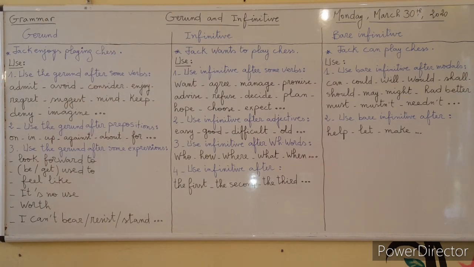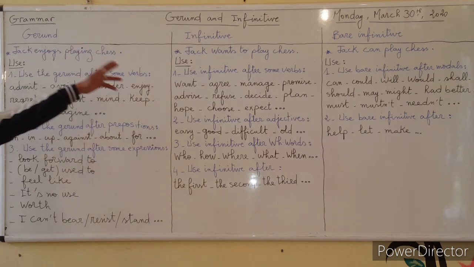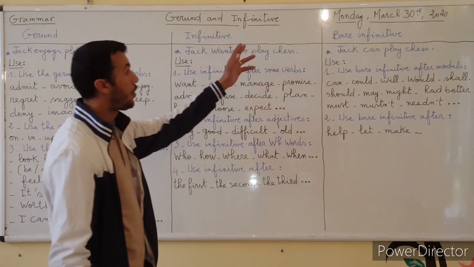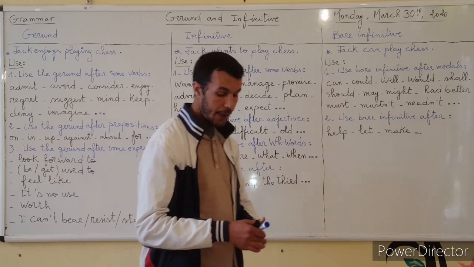As you can see here, we have the chart that is composed of three columns. The column that is entitled Gerund, another one Infinitive, and the third one is bare infinitive.